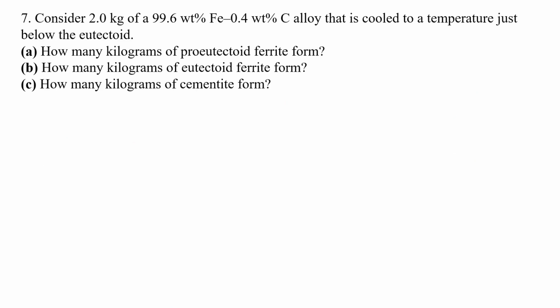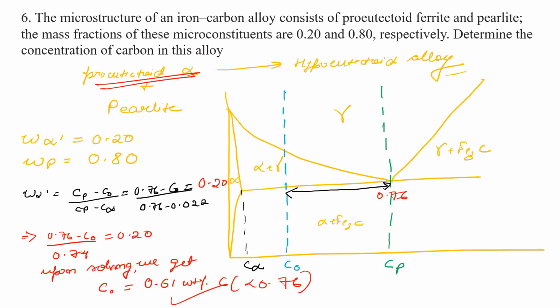Moving on to the next question, number 7. We have been given 2 kilograms of an alloy of 99.6 weight percent iron and 0.4 weight percent carbon, which is what we need for calculation. It is cooled to a temperature just below the eutectoid, which is 727 degrees centigrade. How many kilograms of pro-eutectoid ferrite form? Pretty simple: pro-eutectoid ferrite can be given by the equation that we derived in the previous slide, which is Cp minus C naught divided by Cp minus C alpha.